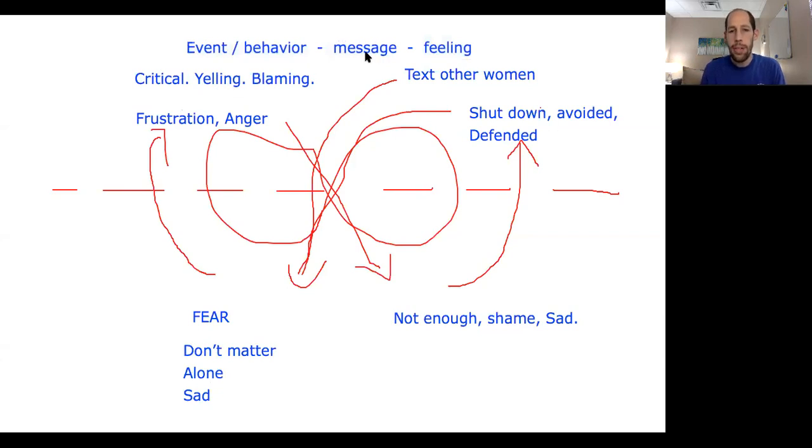So for her, the message was, the door is now open. I could potentially lose the person who I'm supposed to be with forever. And the feeling of that is fear. So when I ask her that question, and this is something you all can apply in your own relationships, what's the message you're getting when X happens?